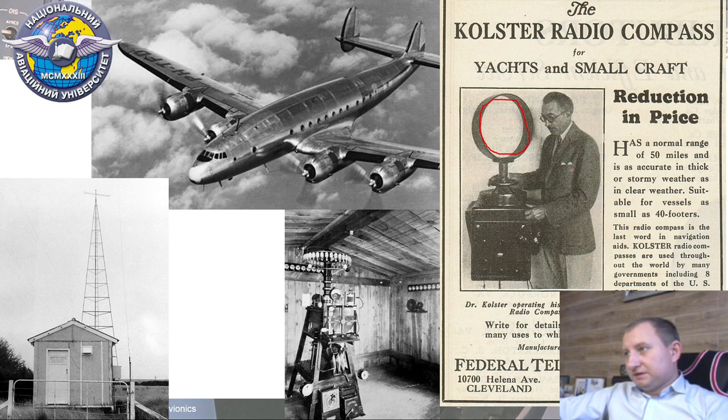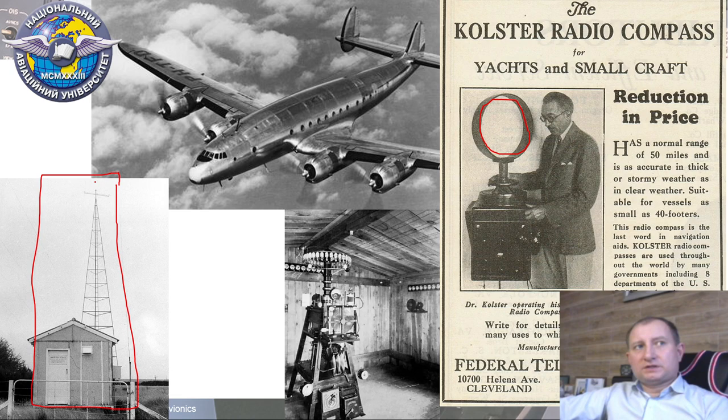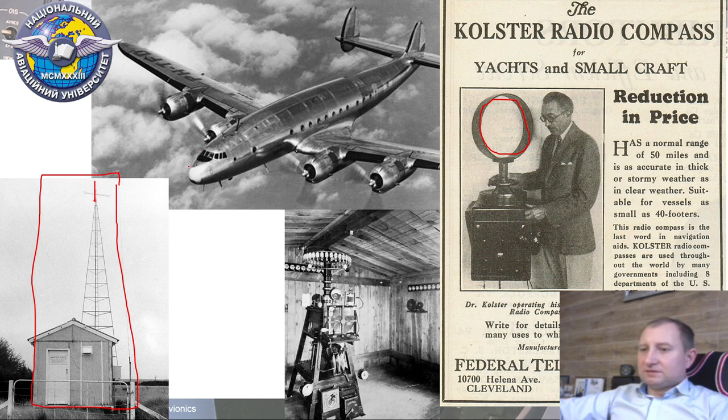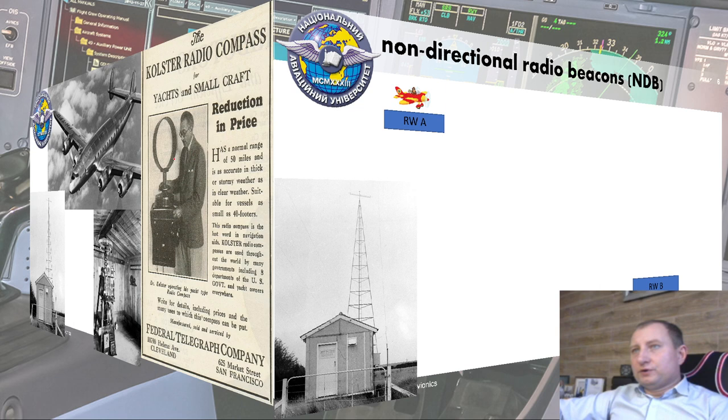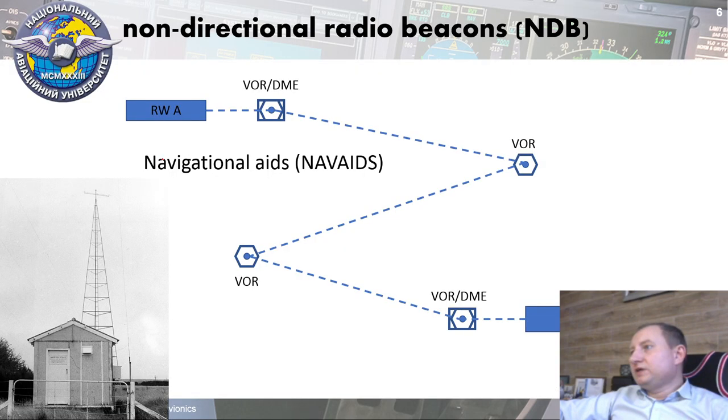Also, here you can see the structure of a non-directional beacon. It was just a simple omnidirectional dipole antenna, which transmits a radio signal at a particular radio frequency. During the flight, pilots can tune to the frequency channel of this radio beacon, and then a specific person on board should rotate the loop antenna mechanically until the direction to the source of this non-directional beacon has been detected. Thus, it was the first navigational aid, and it helped a lot. Nowadays, we call it the classical navigation approach.